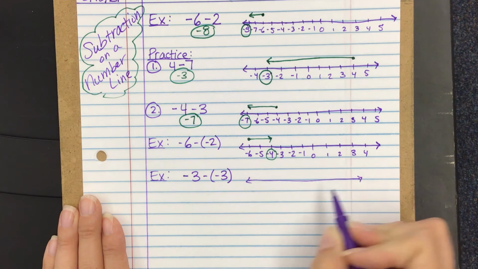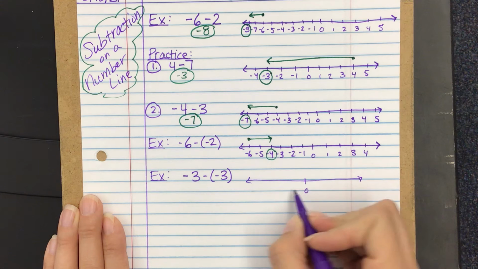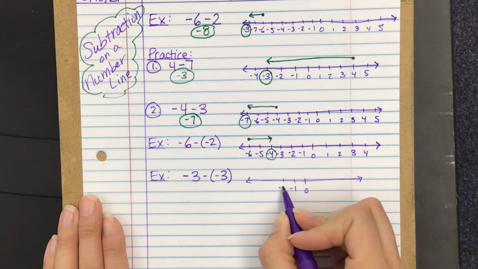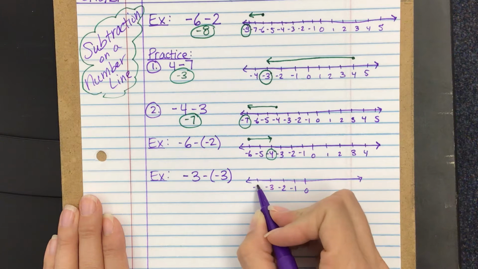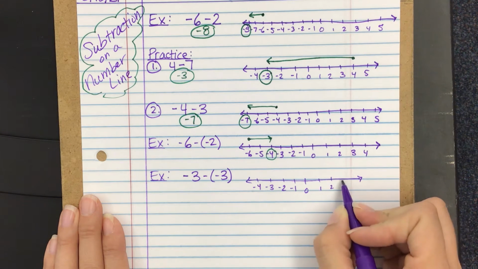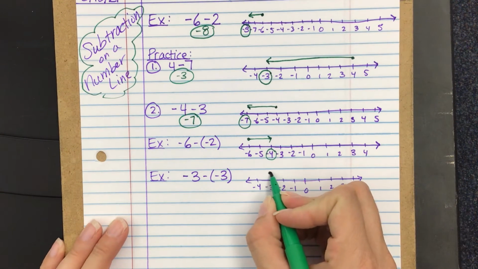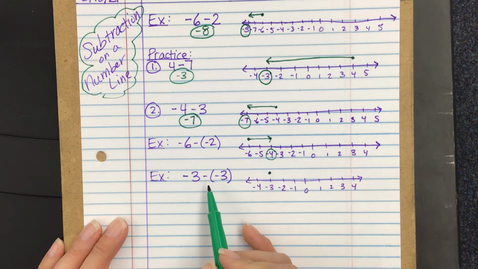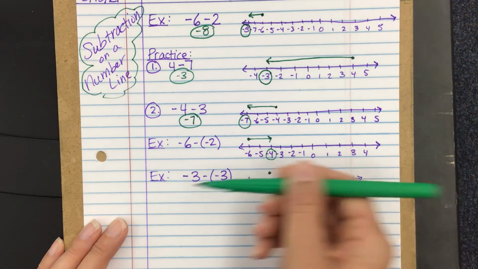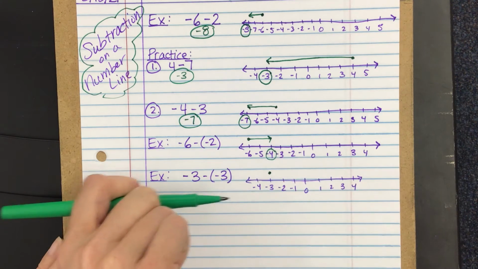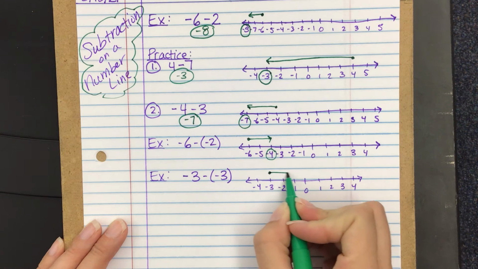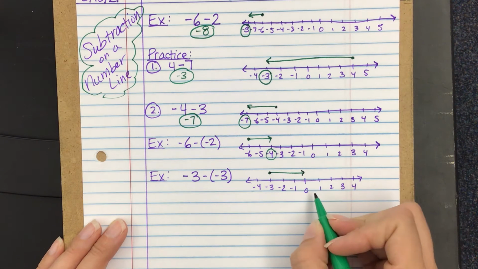Okay, so -3 minus a -3. For this one, we always start at that first number, so we're going to start at -3. And we're going to go the opposite of -3. If we were going to go -3, it'd be this way, but we're going to do the opposite of it. So we're actually going to go to the right 3 spaces. Where do we land?